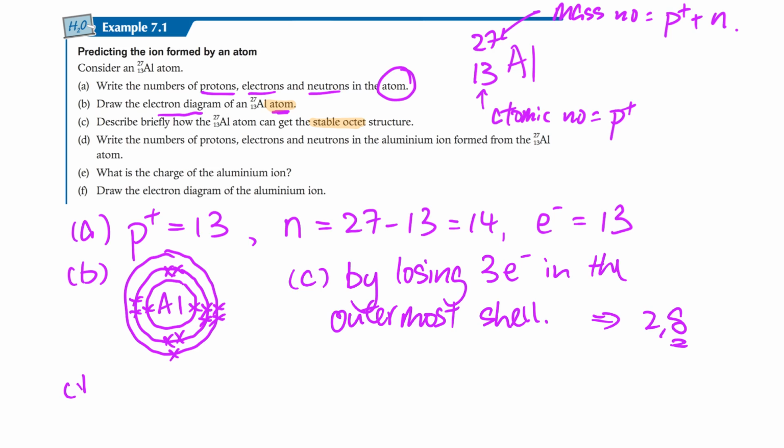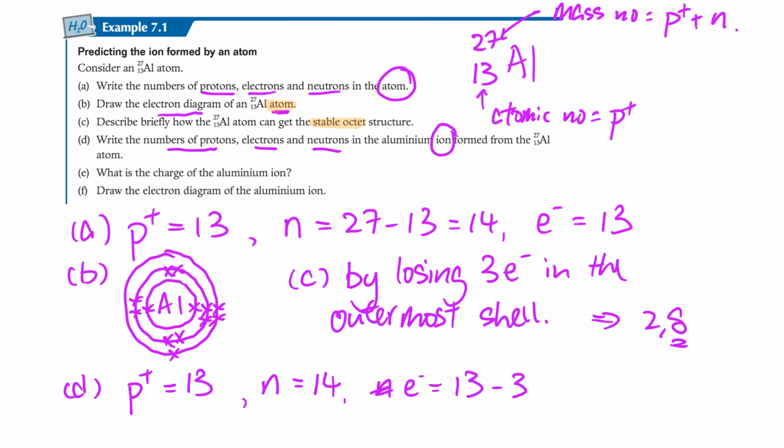D, write the number of protons, electrons, and neutrons in the aluminium ion. This time it is an ion, so pay attention to that. Remember, when atoms form ions, there are no changes to the number of protons and neutrons in the nucleus, so these two stay the same. However, the number of electrons changes, losing 3 electrons in this case. So you have 13 minus 3, which gives 10 electrons this time.